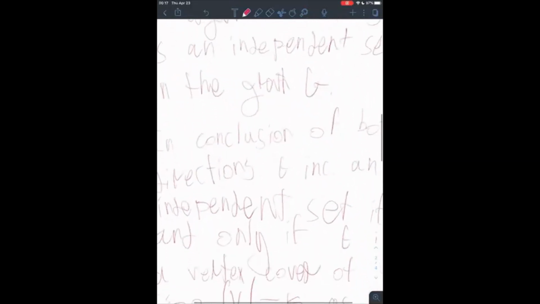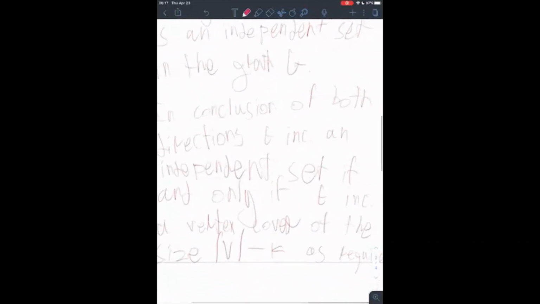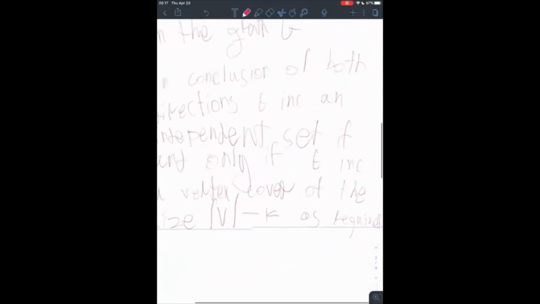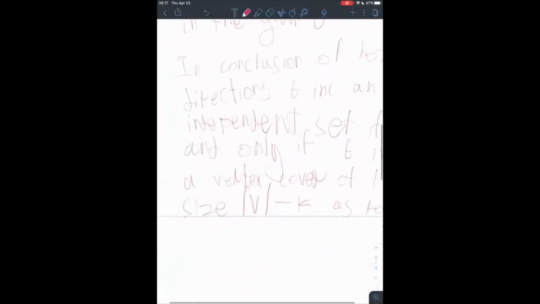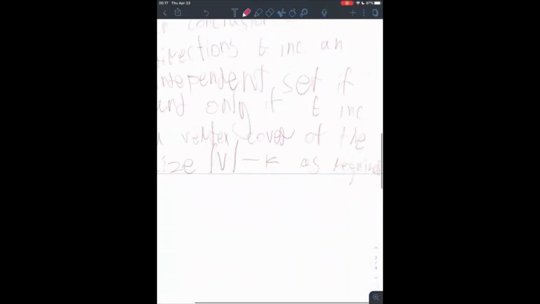In conclusion, of both directions, G includes an independent set if and only if G includes a vertex cover of the size V minus K, as required.